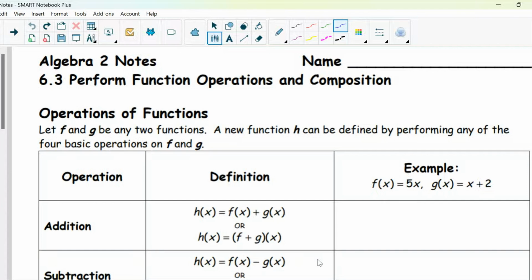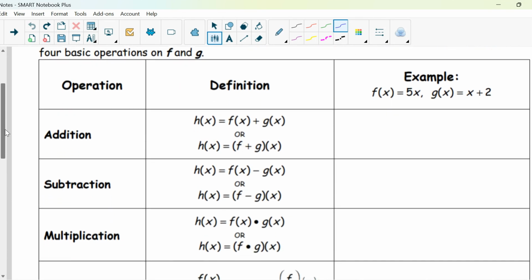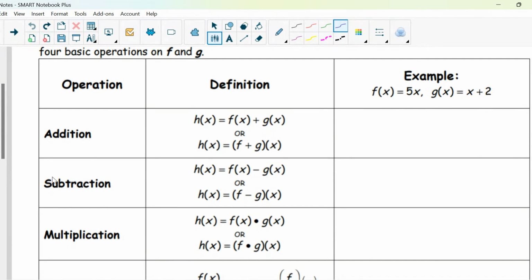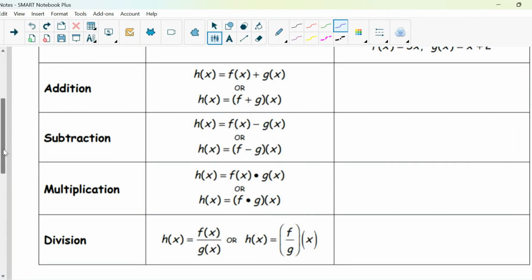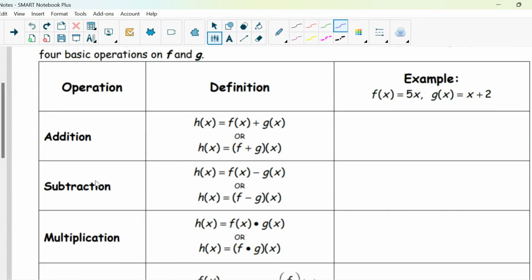and composition. So first of all, looking at operations of functions, we're letting f and g represent two functions, and we're trying to create a new function h by performing the four basic operations. So I would recommend writing this chart down somewhere in your notes. On the left side here, we have our four basic operations: addition, subtraction, multiplication, and division. And in the middle, we have the basic definition, which just provides the outline for how each of these operations work within our functions. And then on the right side, we have an example.